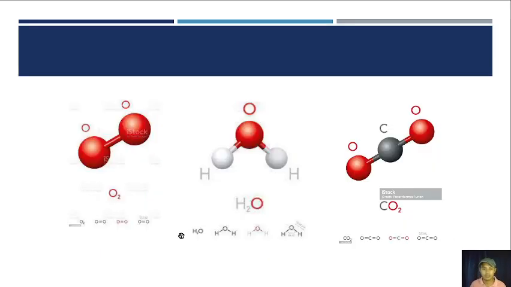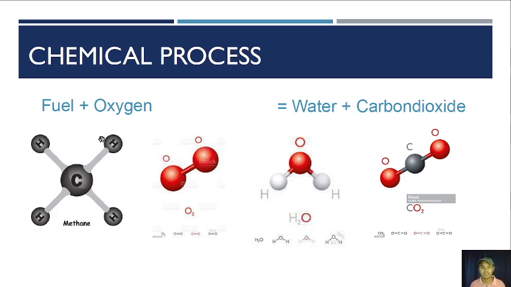Okay, so let's go. We have the oxygen gas, we have the H2O, and we have the CO2 gas. CO2 has two atoms of oxygen and 1 carbon. H2O has 2 hydrogen and 1 oxygen, and O2 has 2 oxygen. So in the chemical process, fuel plus oxygen, for example let's use methane, 1 carbon with 4 hydrogen, plus oxygen equals water plus carbon dioxide.